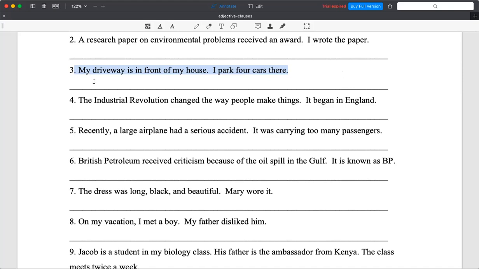So I give you a hint. My driveway is in front of my house and I park four cars there. So "there" relates to my driveway. I need to change this sentence. Instead of "there," I can say "where I park four cars." I say, my driveway, where I park four cars, is in front of my house. Once again, my driveway, where I park four cars, is in front of my house.